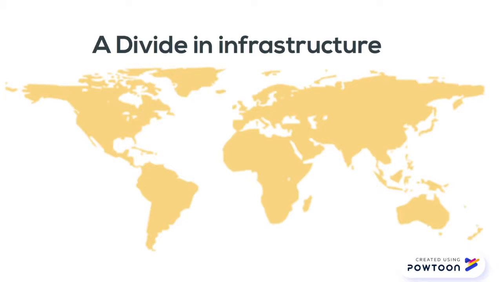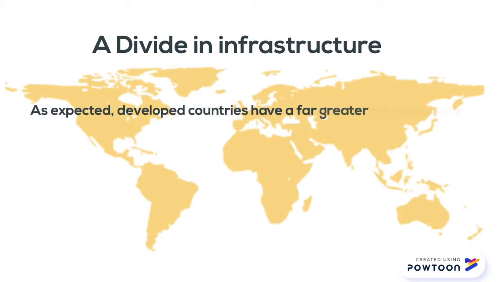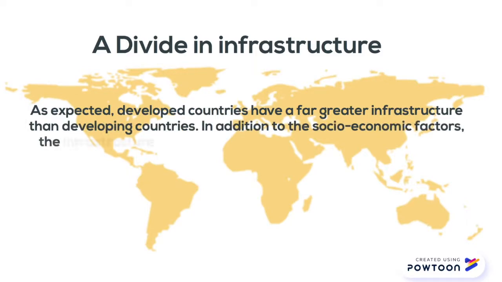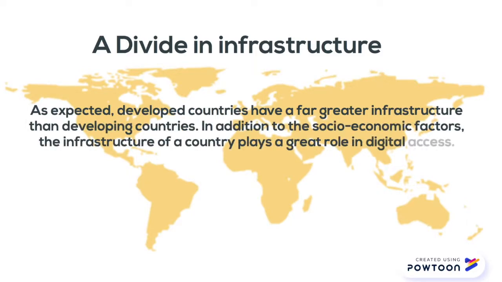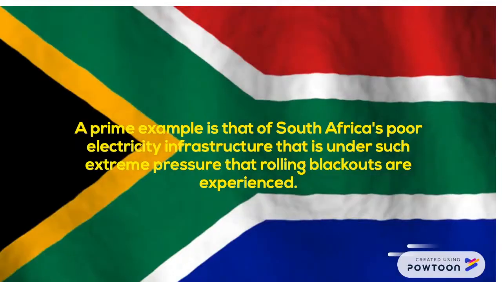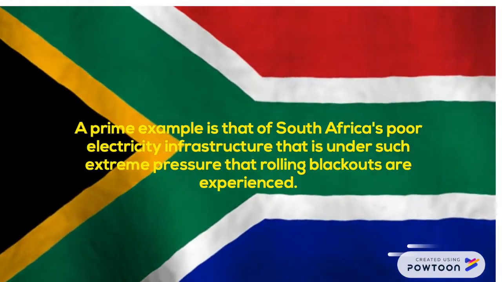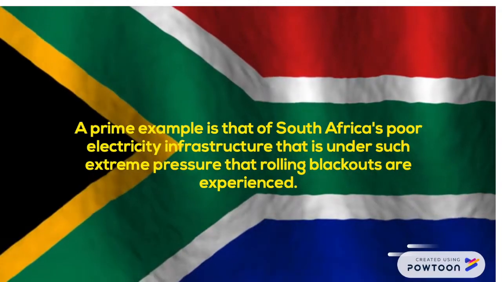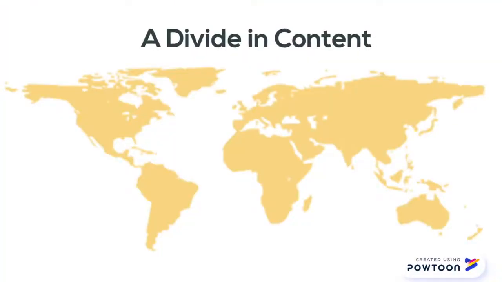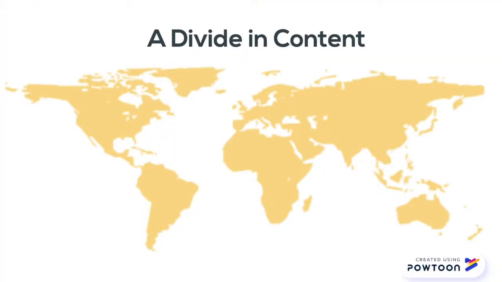A divide in infrastructure. As expected, developed countries have a far greater infrastructure than developing countries. In addition to the socio-economic factors, the infrastructure of a country plays a great role in digital access. A prime example is that of South Africa's poor electricity infrastructure that is under such extreme pressure that rolling blackouts are experienced.